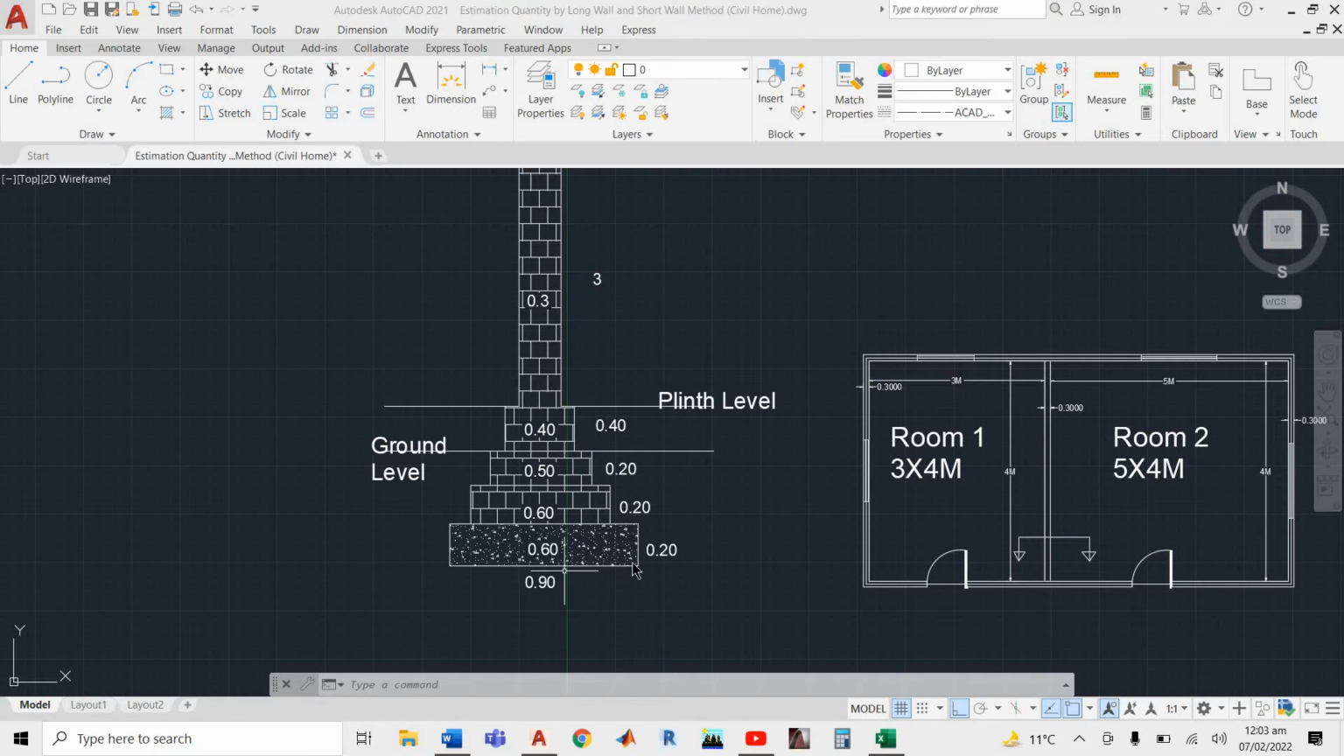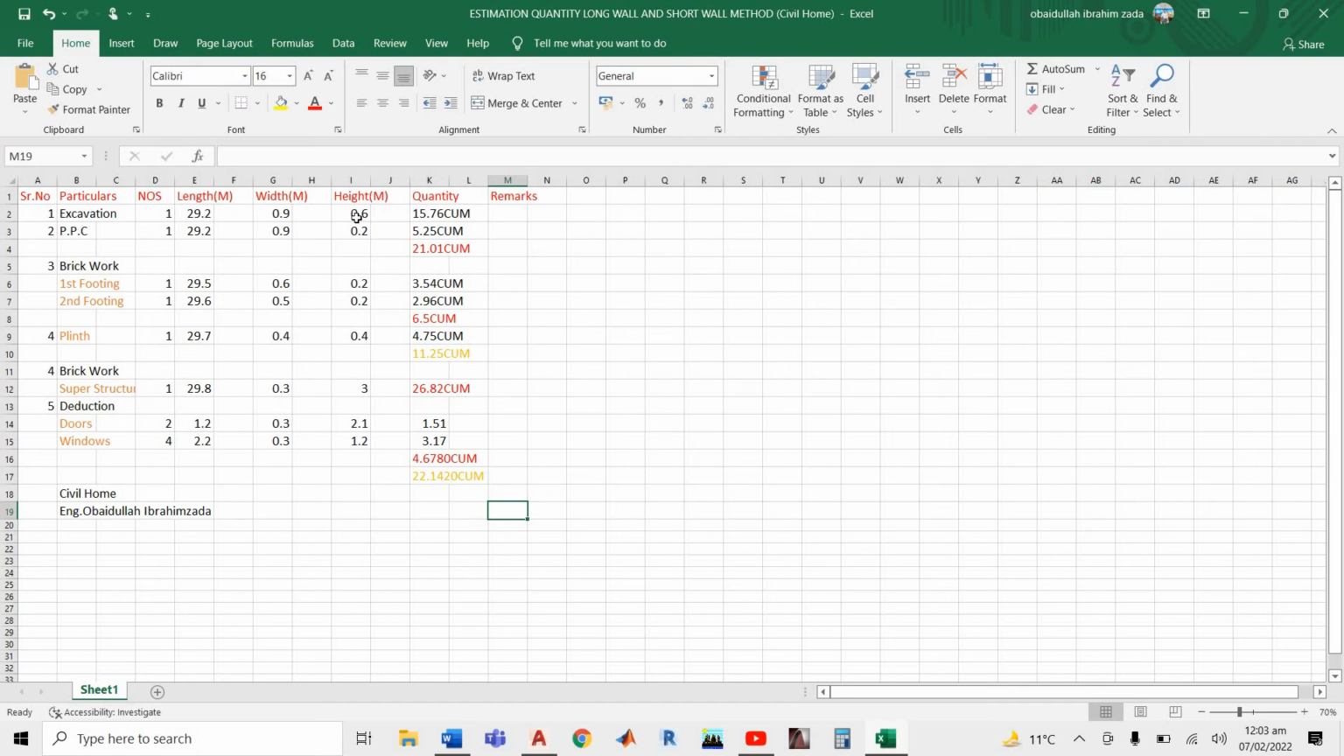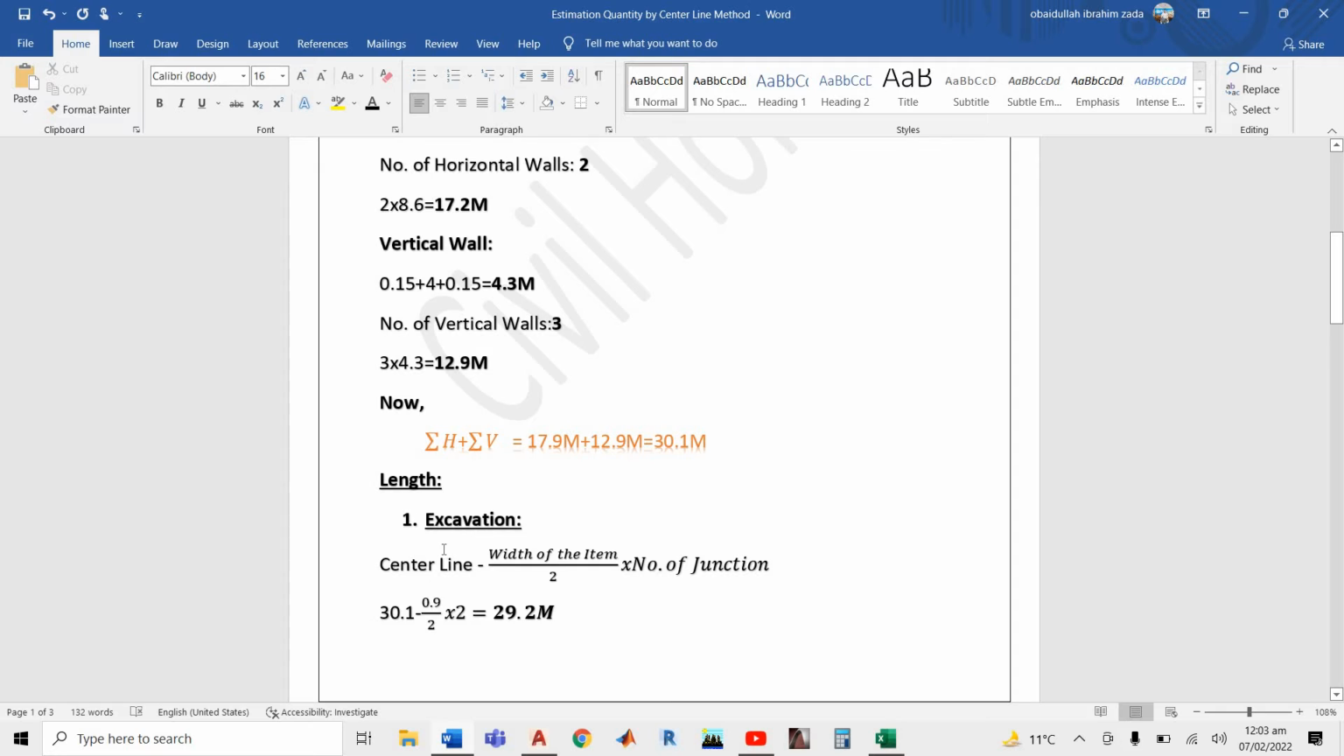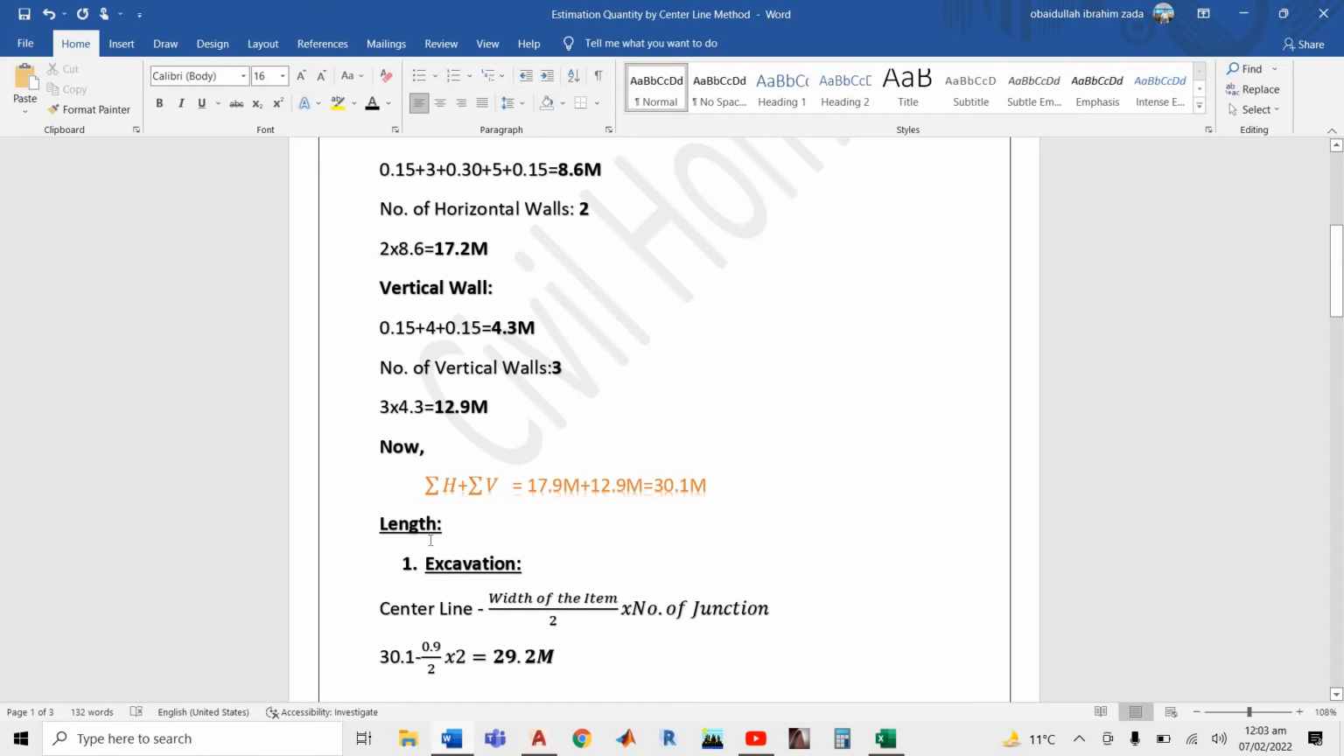So we have to get 0.2, 0.2, 0.2. It means for excavation you have to get the height 0.6. Now in here, the first thing is to find the length. Actually, we also had a formula in the long wall and short wall method for how we can find the total length.